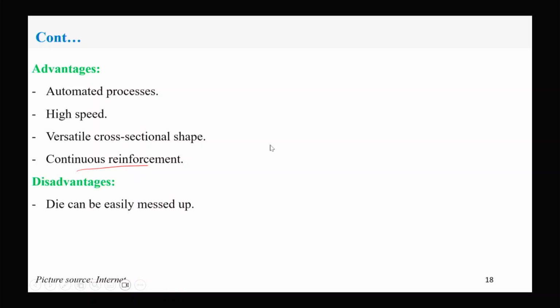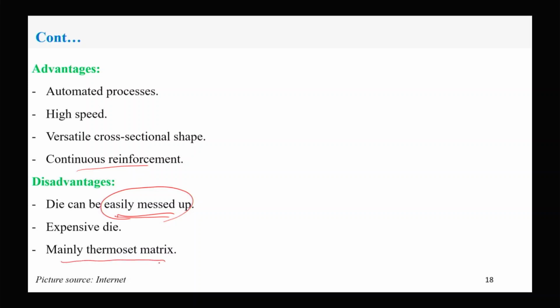And the main disadvantage is that the die can be easily messed up. The die may be filled with the matrix material, and it may be cured within that die. So that is a problem here. And expensive dies are there, and here it's only for thermoset matrix. We cannot produce any thermoplastic composite here, because it's in a viscous form. We have to pull it.